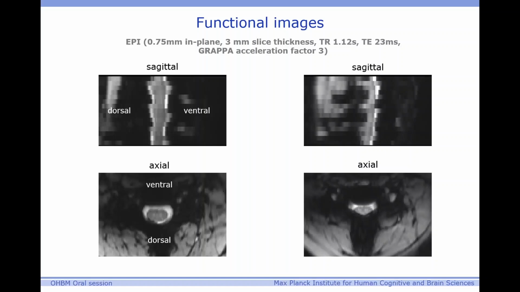Based on the anatomical images, we know where the spinal cord should be. I don't know whether you can see it, it's marked here in green. And you see that there are clear signal dropouts and distortions, for example, in this slice, that's the one that's also depicted below.